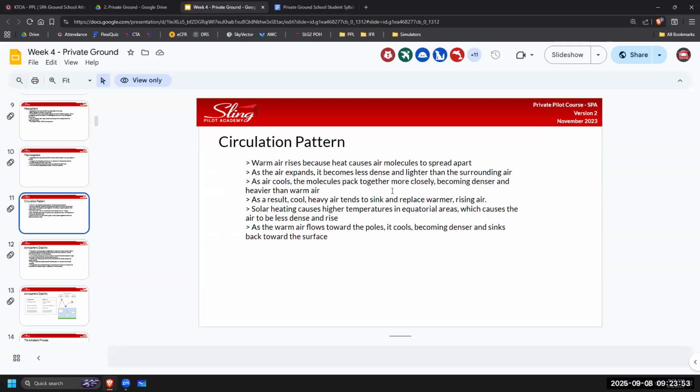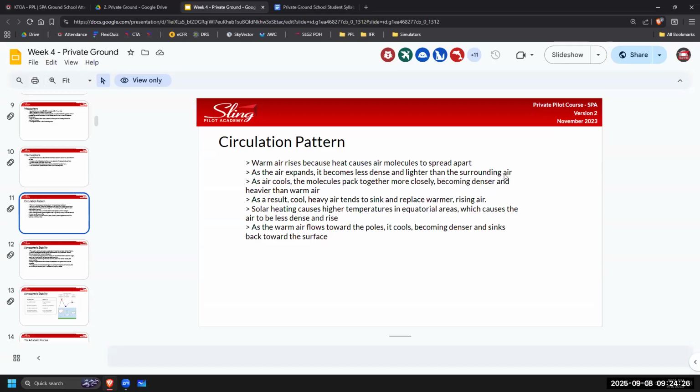As a result, cool, heavy air tends to sink and replace the warmer rising air, which creates a circular pattern of motion in the atmosphere, where air is rising after it's been heated and then cooling. And as it cools, it sinks back down and replaces the area where that warm air just rose. Does that make sense? It's creating a circle of air, up, down, up, down. Rising, falling air, heating up, cooling down.